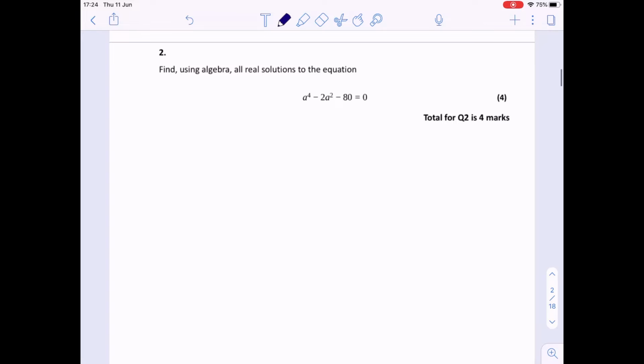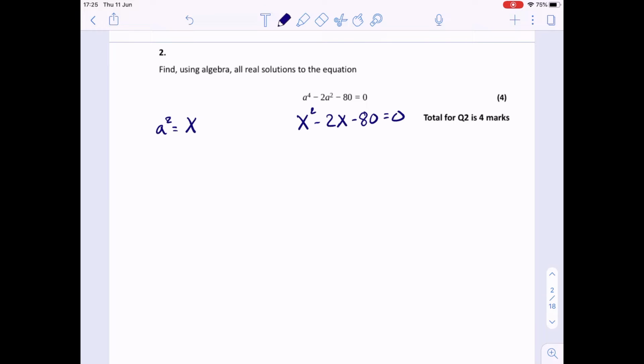Using algebra, find all real solutions to the equation a to the 4 minus 2a squared minus 80 equals 0. Now, it might not look like it, but this is a quadratic in disguise. If we say a squared equals, I don't know, capital X, for example, then a to the 4 is just capital X squared, 2a squared is just 2x, and 80 would stay 80. And now this is a quadratic we can solve a lot easier.